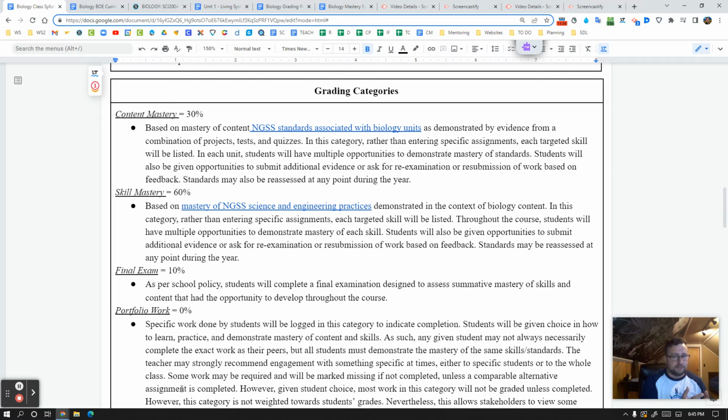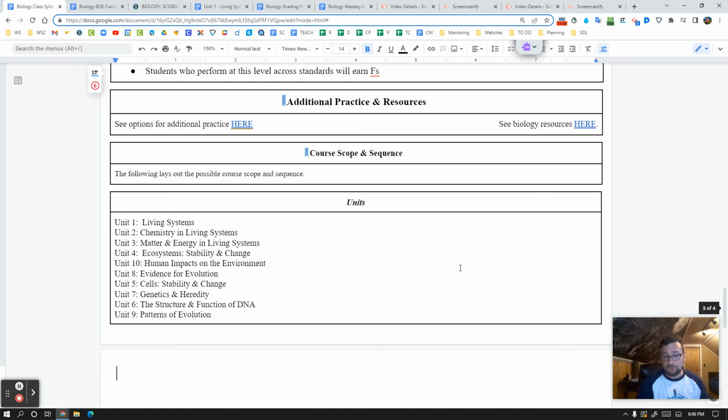That doesn't mean, however, that the content doesn't matter, because how can you apply something that you haven't learned about, right? So, what is this content? Now, at the bottom of the syllabus, you can see the topics we're going to cover this year. We're going to learn about living systems, then the chemistry of living systems, then how matter and energy operate and move around in living systems. Then we're going to learn about ecosystems and how they change and stay the same over time, right? How they try to maintain stability and change. How humans are impacting the ecosystems of the earth.